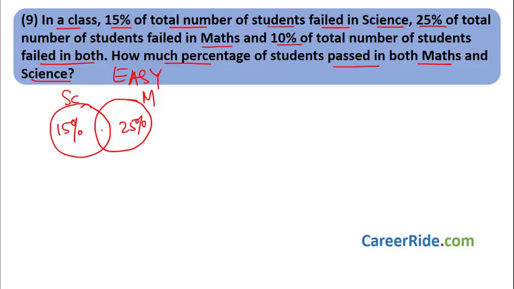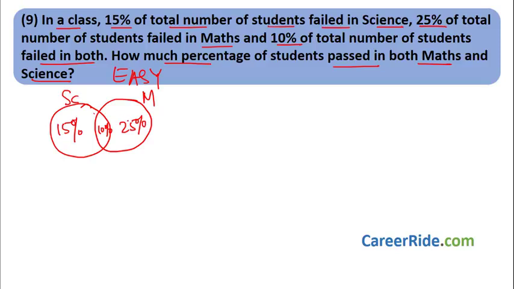Now you will understand why I drew these circles intersecting each other. 10% failed in both subjects, so 10% will come over here. This 10% failed in science as well as maths, right? So that is the reason when I drew these circles, they intersected each other. So these 10% failed in science and maths both.